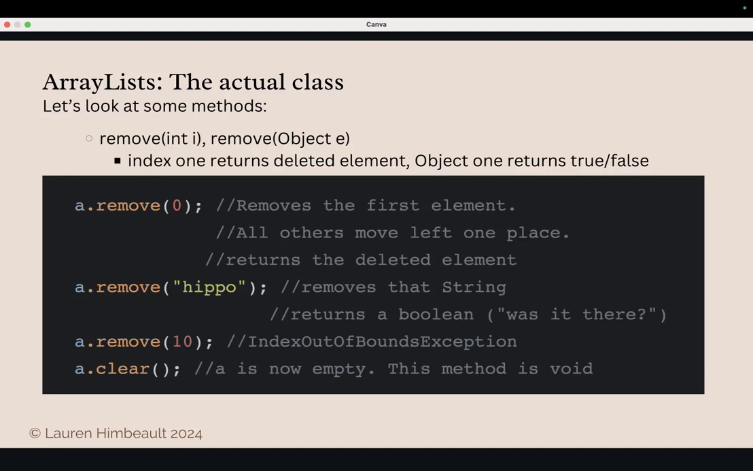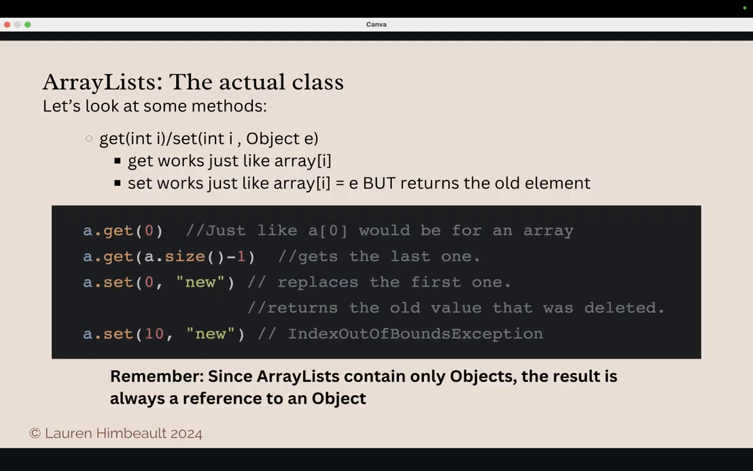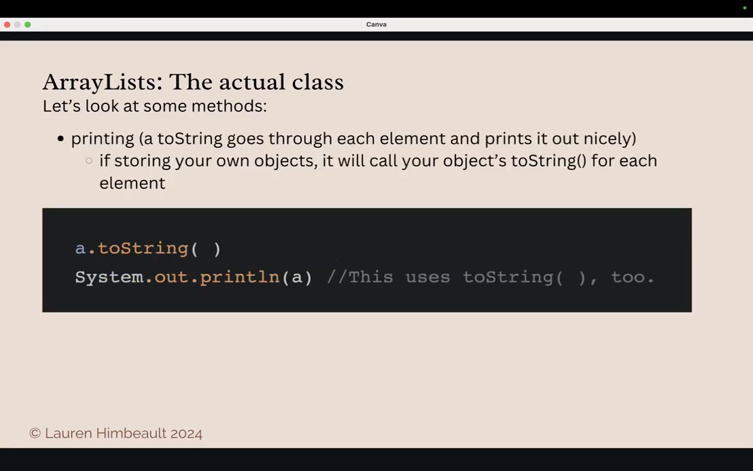There's the dot remove, and there's two different versions, and they do exactly what I said. Remove int I, the index one, will remove the element at index I and then return the deleted element. Whereas the remove for object E goes to try to find that object, and if it finds it and removes it, it returns true. Otherwise, it returns false. And there's a dot clear, which empties out everything. So that's like a delete all, and that one doesn't have a return type. And then there's the get and the set, exactly as I wrote them, except that the set would return the old element as I wrote it. And of course, our toString as well.